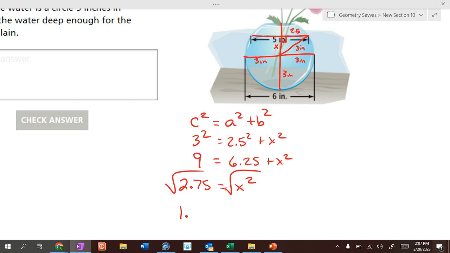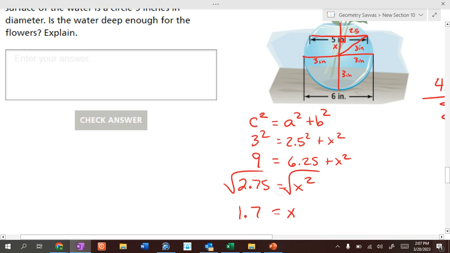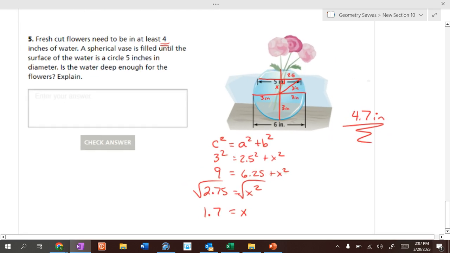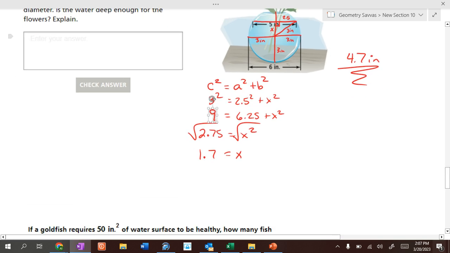1.1 squared is like 1.21. 1.7 about equals x. So the water is how deep? Well, it's about 4.7 inches. About. Well, that's more than 4 inches. So the flowers will stay healthy. Okay? That's putting things together.